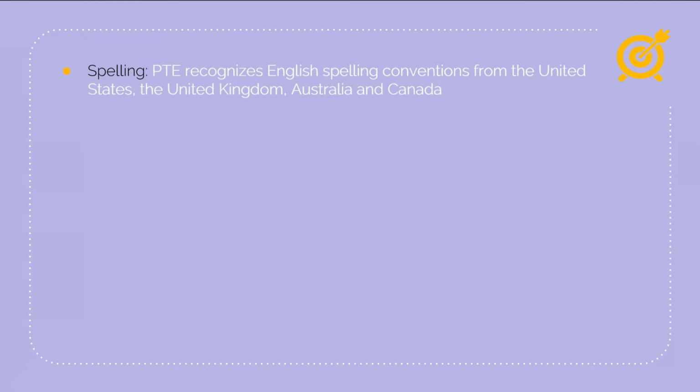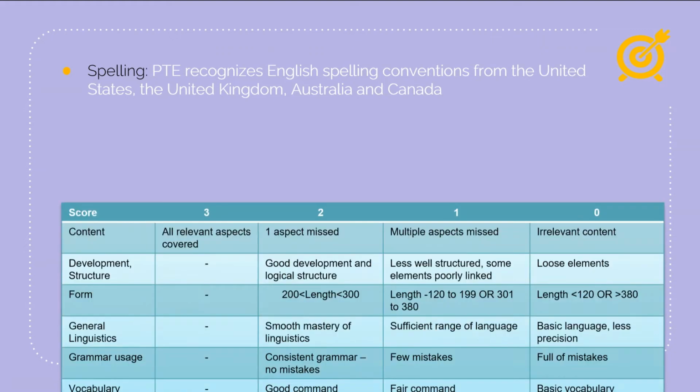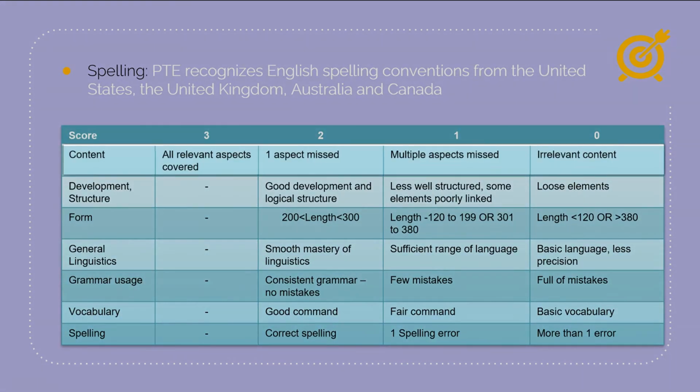Now, talking about the weightage of these areas, look at the table shown here. For content, you can get a maximum score of 3 points if you cover all relevant aspects, 2 if you miss one key aspect, and so on. For development, structure and coherence, if you follow a good structure, you get a maximum of 2 points and lose marks if your structure is poor. So make sure you follow the structure we recommend as it covers all the marking criteria specified by the PTE.